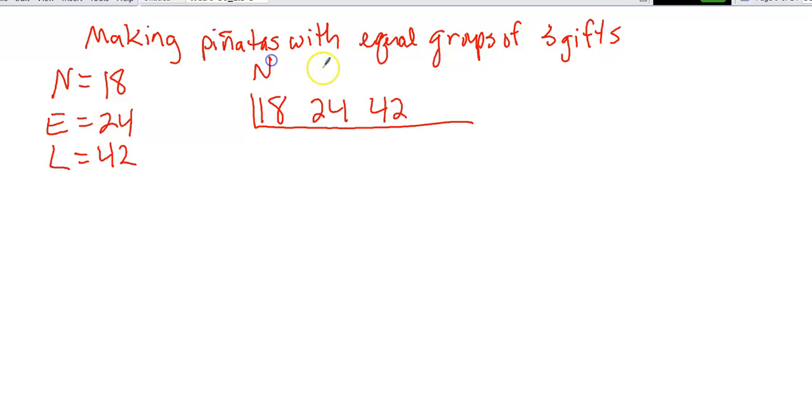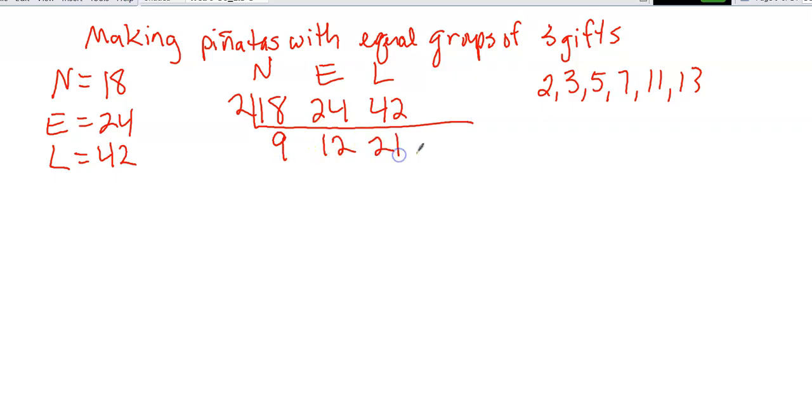So I'm going to put my nail polish and my earrings and my lollipops above those numbers. And then I'm going to write down my 2, 3, 5, 7, 11, 13. Those are my prime numbers. So same thing I did with 2 numbers at a time. Now I have 3. So I have to be careful and make sure whatever I divide by, that it's divisible into all 3 numbers. And guess what? They're even. Divide by 2. I get 9, 12, and 21.